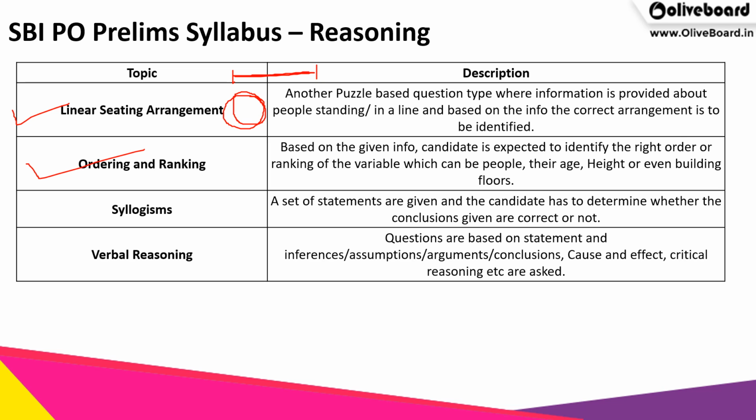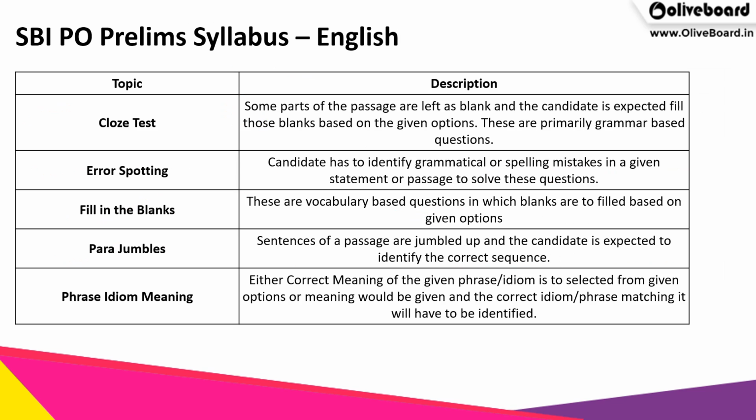Then we have order and ranking. So you have to find the right order or ranking of the variable of people, their age, their height, or even building floors. Then syllogism. So we know that a set of statements are given, and we have to determine the conclusions based on the statements. And verbal reasoning. So here questions are based on statement and inferences or assumptions, arguments or conclusions, cause and effect, etc. are asked.